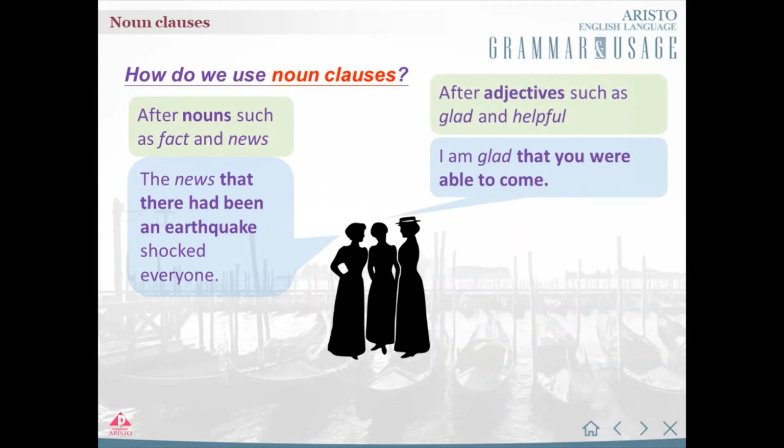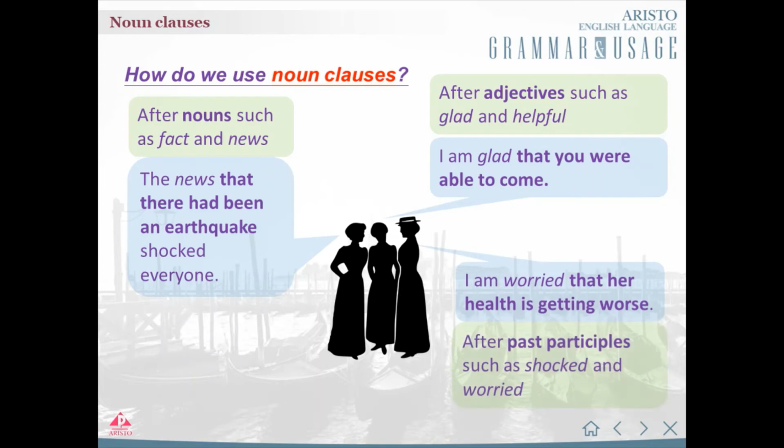We can also use noun clauses after adjectives such as glad and helpful, like in this example. Finally, we can also use noun clauses after past participles such as shocked or worried. Here is an example sentence. In all these structures, the noun clauses start with the word that.